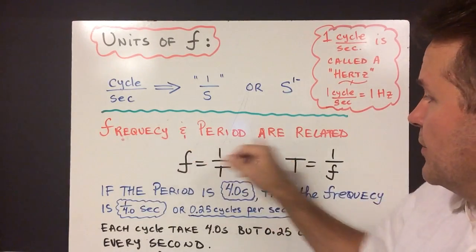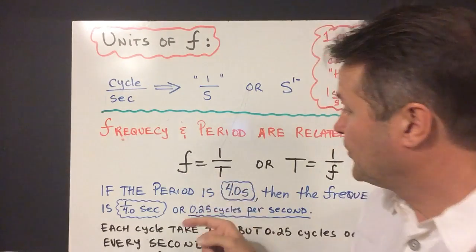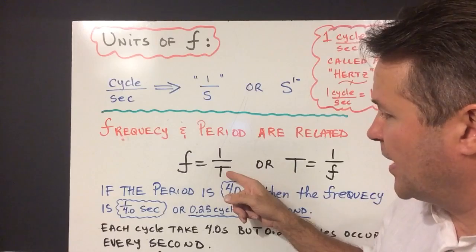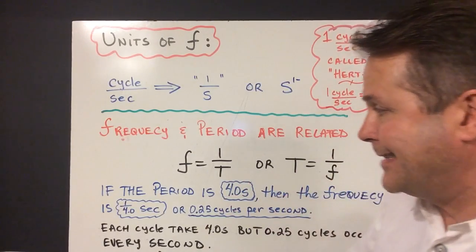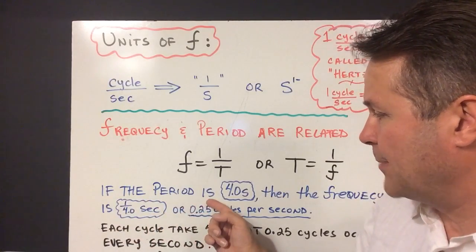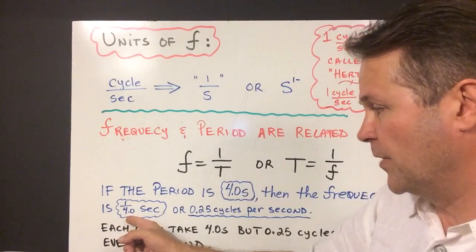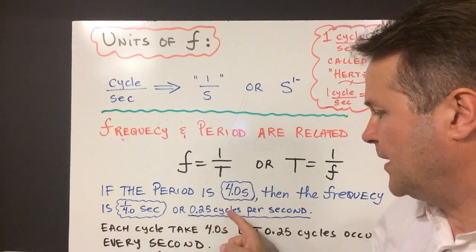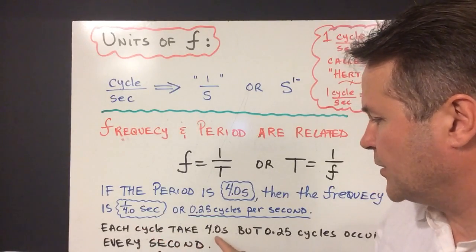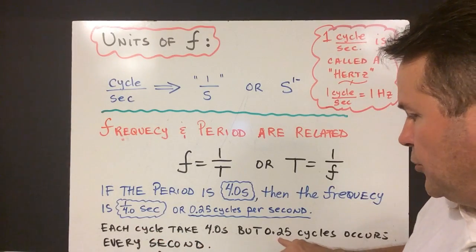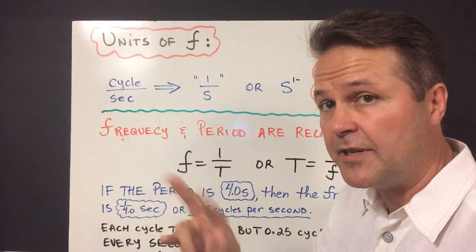Now, frequency and period are related. Frequency is the inverse of period. So frequency is 1 divided by period, or period is 1 divided by the frequency. An example, if the period of something is 4 seconds, then the frequency is going to be 1/4 per second, or 0.25 cycles per second. So what does that mean? Each cycle takes 4 seconds, but 0.25 cycles occurs every second. And that relates frequency and period.